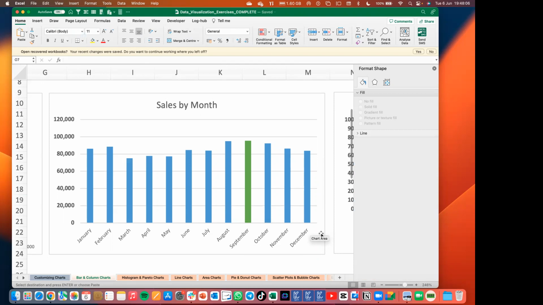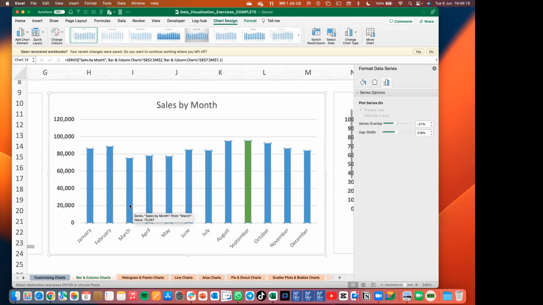immediately when you present or flash this, everyone will be attentive on September. Why is September having a different color? Because I've come to this meeting to talk about how in September the team did better than the other months. Then you may want another focus. When you double click on that chart, we shall see all that tomorrow.